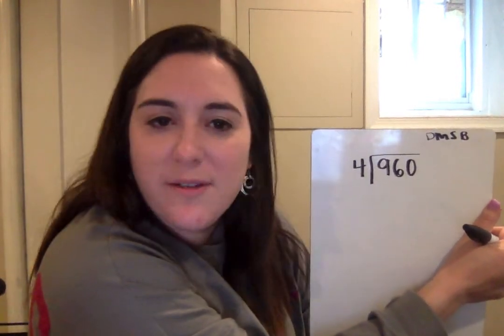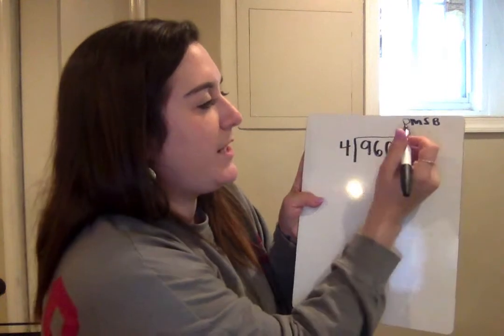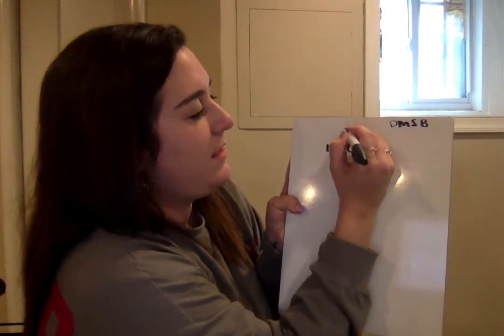The steps of long division. I always think of that now. So we're going to start at the beginning. We're going to divide. How many times does 4 go into 9? 4 goes into 9 2 times.